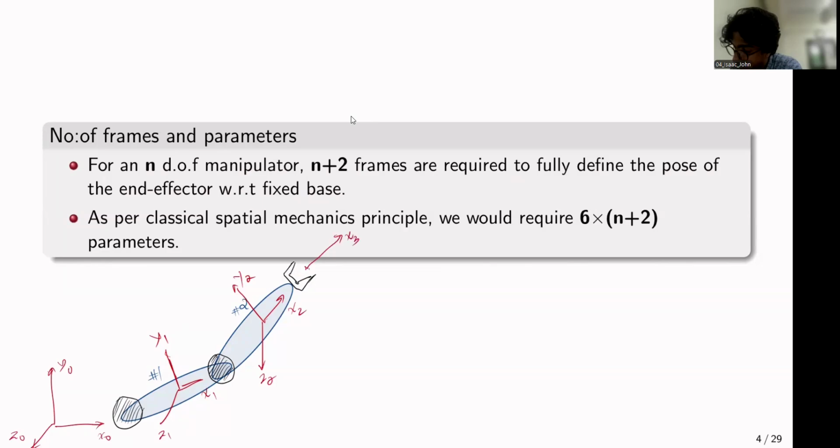X3, Z3, and Y3. So as you can see, for a 2 degrees of freedom manipulator, you need 4 frames. Two of them would be attached to the rigid bodies, one would be attached to the end effector, and the other one would be attached to the base, right? So for an n degrees of freedom manipulator, you will have n plus 2 frames, and they are required to fully define the pose of the end effector with respect to the base.